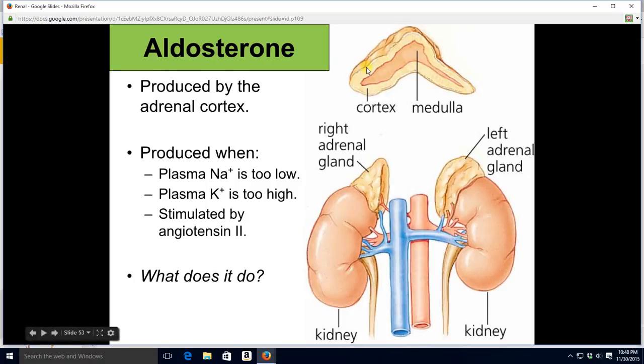Aldosterone is made by the outside of the adrenal gland, known as the adrenal cortex. Aldosterone is made when sodium levels in the blood are too low. So obviously, it's going to make the kidney reabsorb sodium to bring them back up. It's made when plasma potassium is too high. So clearly, it's going to make the kidney secrete potassium to get that plasma level to go down. It's also made in response to angiotensin 2 because it is going to help you increase blood pressure.